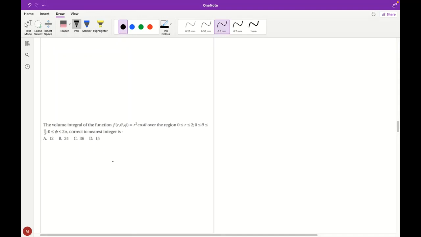Yes, this question is again from vector calculus. There are lots of questions from vector calculus, so we will solve this. This integral is given in cylindrical coordinates.